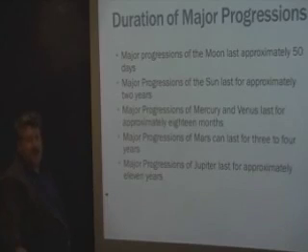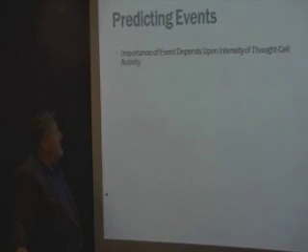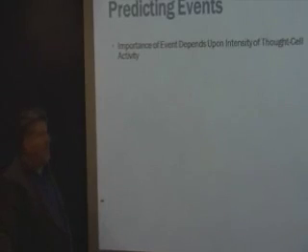Jupiter progressions last between 9 to 11 years. That's something we might like to know. However, Saturn progressions can be 15 or more years, something we don't look forward to, because Saturn progressions bring very arduous times in our lives. The other planets, Uranus, Neptune, Pluto, you don't want to know, because it's probably your entire lifetime. Now, the importance of the event that is attracted into the individual's life is dependent on the intensity of their thought cell activity.